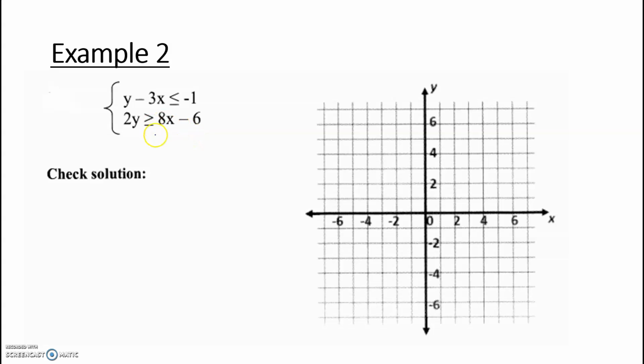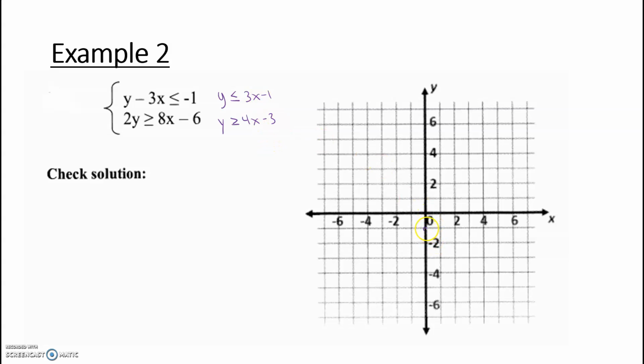Uh-oh. So if you notice, you don't have that y equals mx plus b form. So make it happen. Add 3x to both sides. So we have y is less than or equal to 3x minus 1. And now it looks good. Here we're going to divide everything by 2. So we have y is greater than or equal to 4x minus 3. And again, now you're good. Now you can graph.